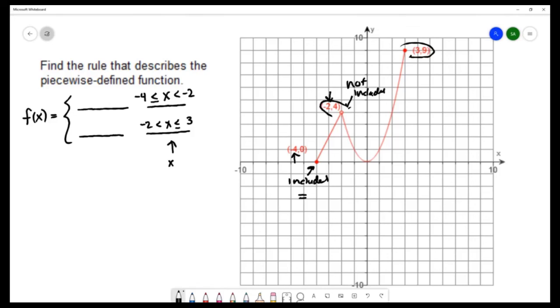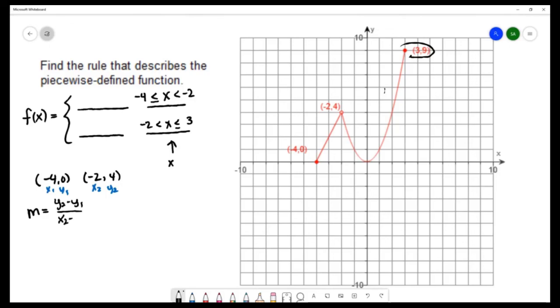Then we want to figure out what are those equations. So for the line, we have 2 points that are on that line, and we should be able to find the equation of the line from those 2 points. So our 2 points are -4, 0 and -2, 4. So we're going to start off by labeling them as x1, y1 and x2, y2. We're going to find the slope, which the formula for that is y2 minus y1 over x2 minus x1.